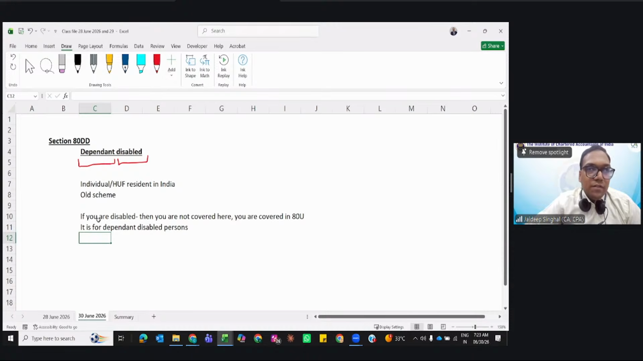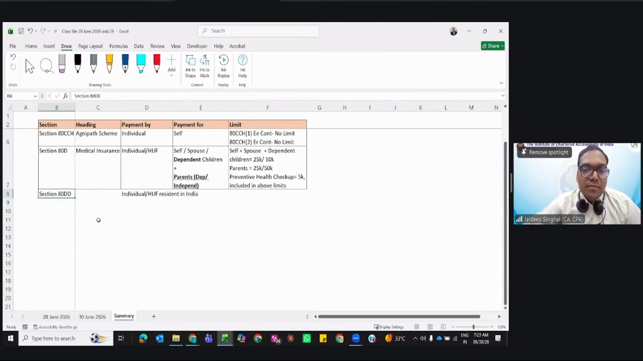Yourself, exclude the self. What is the normal thing we study? Spouse is counted, child is counted, your parents were also counted in ATDD. There is one more category I need to add. Which one should I add? What is the logical next person I should add? Who is close to me? Brother, sister, right? Siblings, correct. These all are dependent because this is dependent disabled.